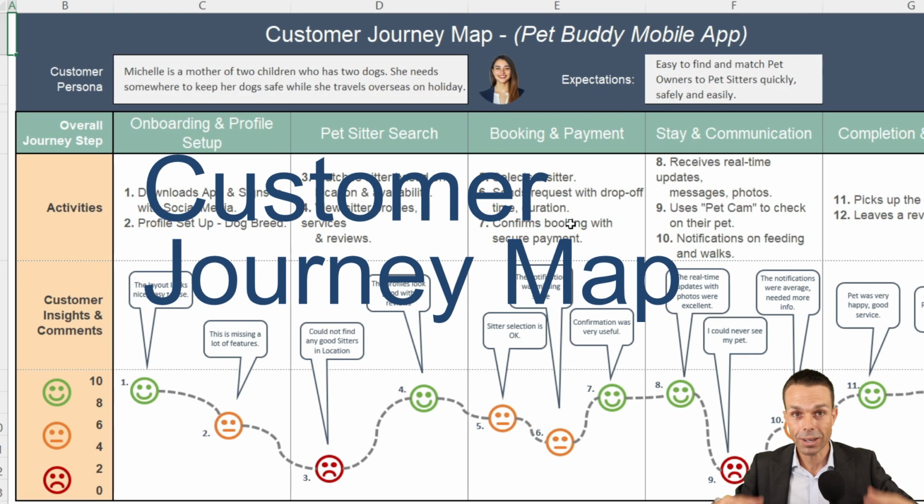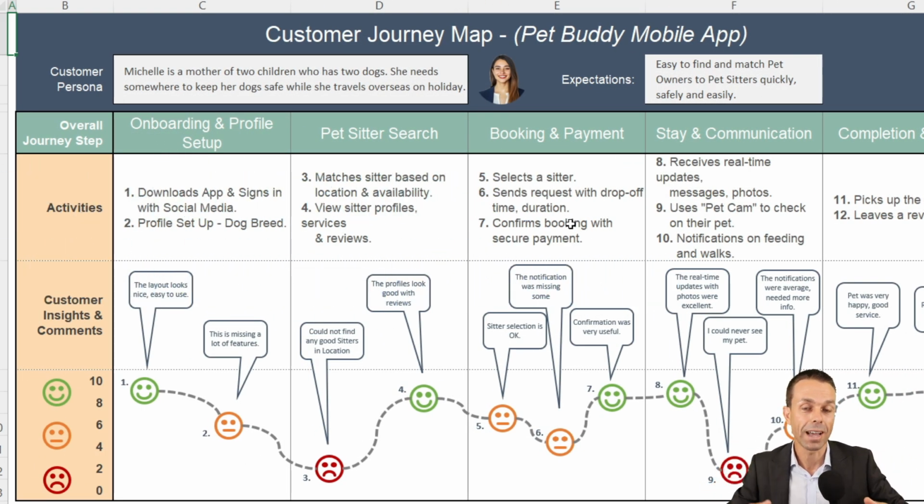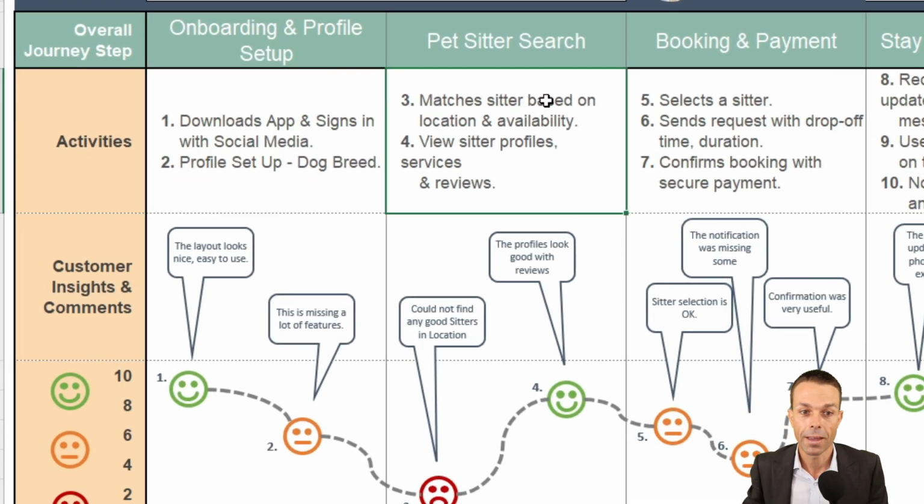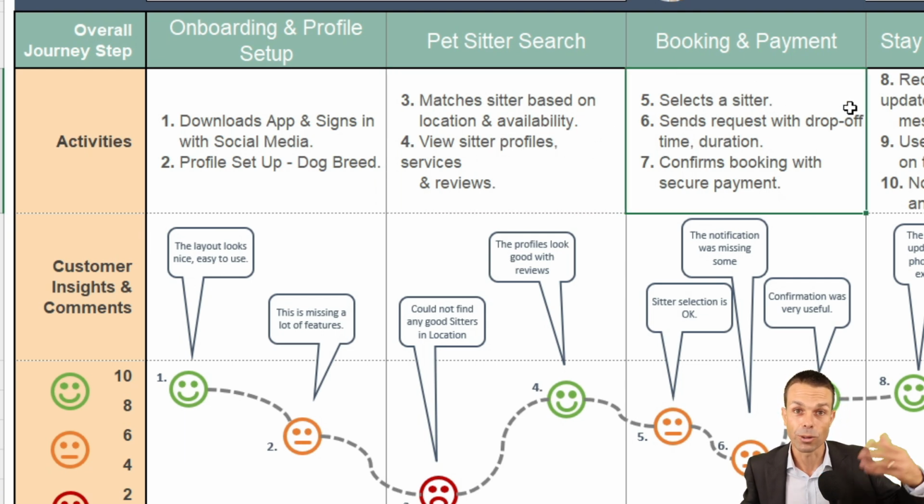Another type of map we're going to use as we're figuring out what the current situation is and what our scope is going to look like is a customer journey map. Again, these are very big business analyst tools that our business analysts can use to figure out the customer journey. And this one is really wonderful because it gives us the customer journey in steps, the same as everything else, step by step. What do they do? They download the app, set up their profile, match the sitter based on location and availability. They view the sitter profiles and reviews. They select their sitter and then go through that process.